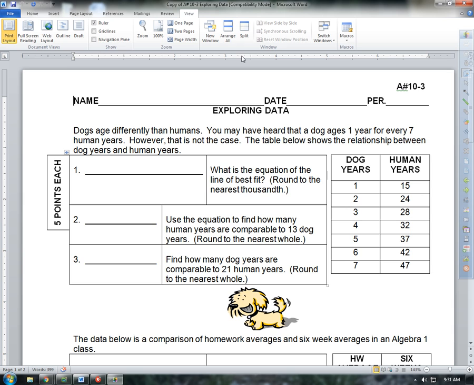So, let's read this first problem. It says dogs age differently than humans. You may have heard that dogs age 1 year for every 7 human years. However, this is not the case. The table shows the relationship between dog years and human years. So, we're going to put this into our calculator to answer these questions.